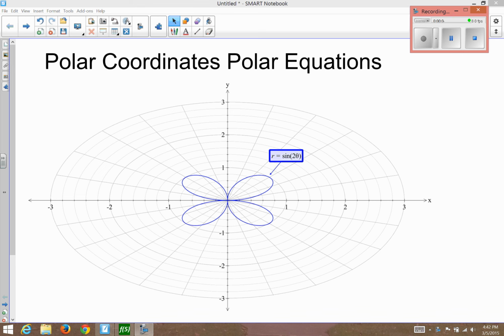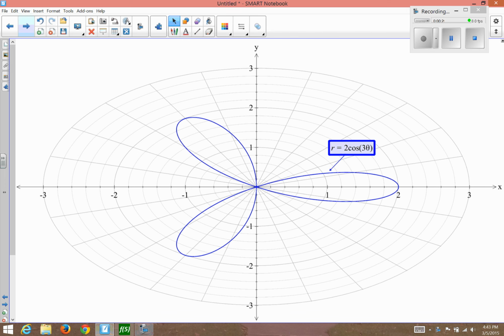Polar coordinates and polar equations. When we know about polar coordinates and polar equations, we can find out how to graph equations like this, r equals sine 2 theta, and like this, r equals 2 cosine 3 theta. This is the answer to example 7 on your handout.